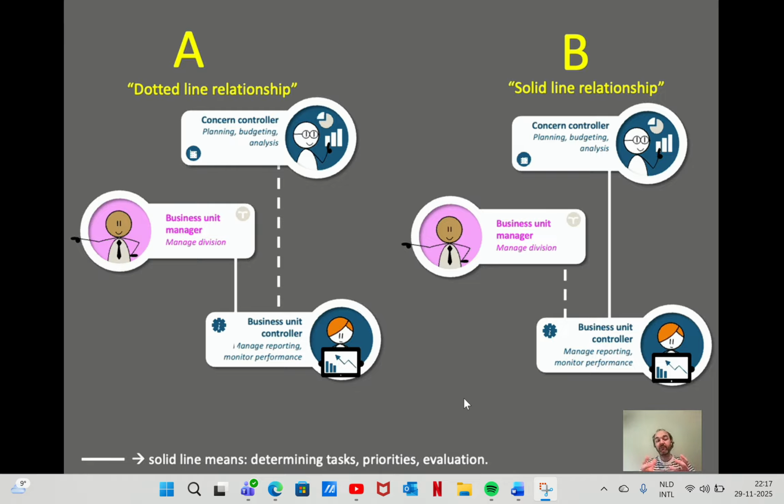So there's a difference here between the dotted line relationship and the solid line relationship between the concern controller and the business unit controller. So read more about that in chapter 16 of Merchant and Van der Stede. This is it for now.